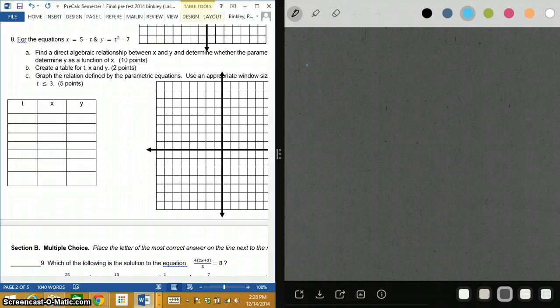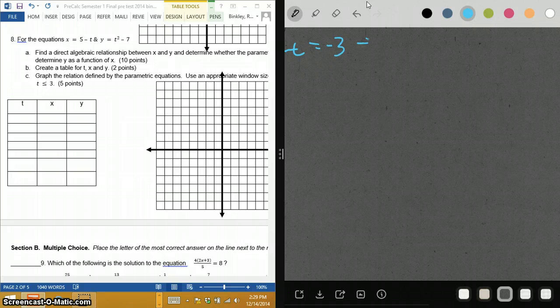Alright, you guys, so parametric equations, if you remember, we fill out this table over here. I'm not going to draw the table, but let's see if we can get some numbers. It wants us to fill out the table from t equals -3 all the way to t equals +3. So we can start with x equals 5 minus t, and y equals t squared minus 7. So let's start with -3.